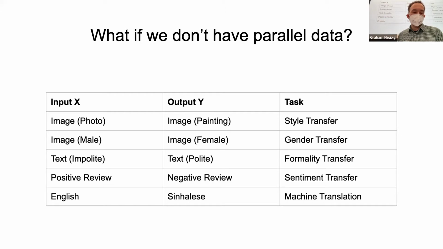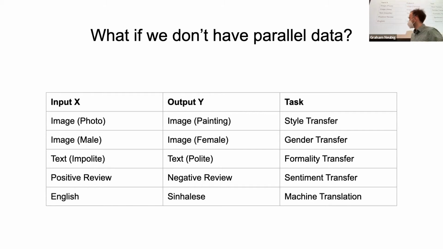We could also do other things like transferring images between genders or between ages. I think you've seen apps that might do this. Text from impolite to polite, so correcting the formality, transferring a positive review to a negative review or vice versa, or doing something like machine translation.